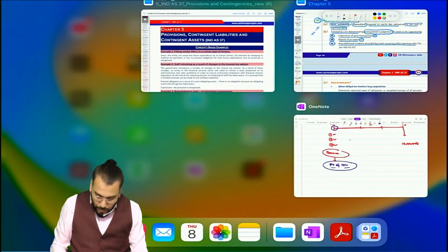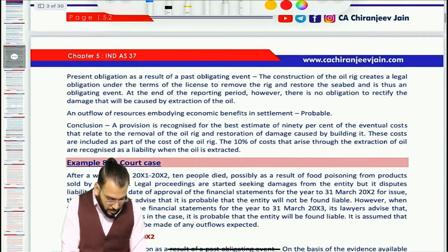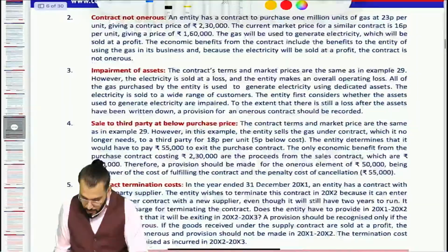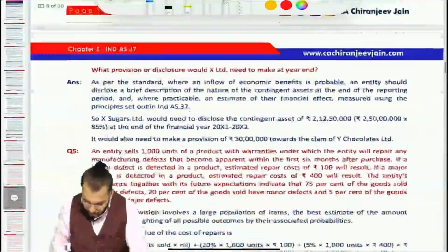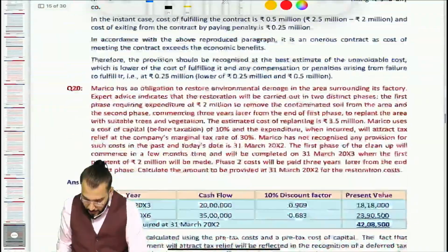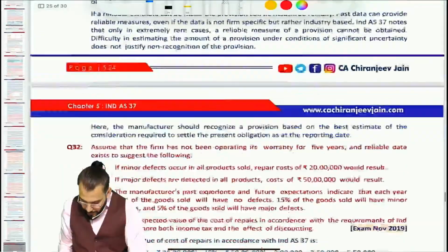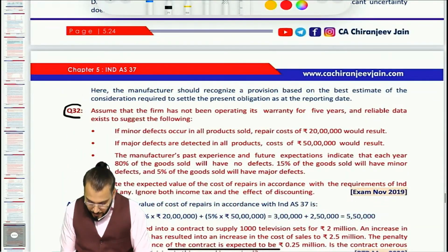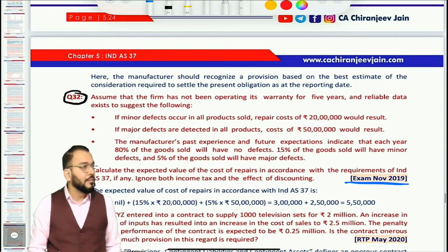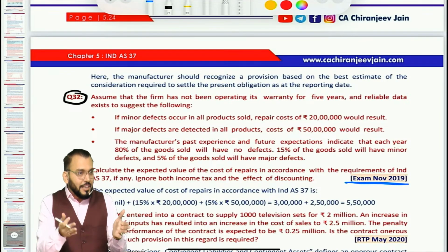Come to one question. Question number 32. One question already asked in exam, November 2019. Become CA. You become CA and answer.